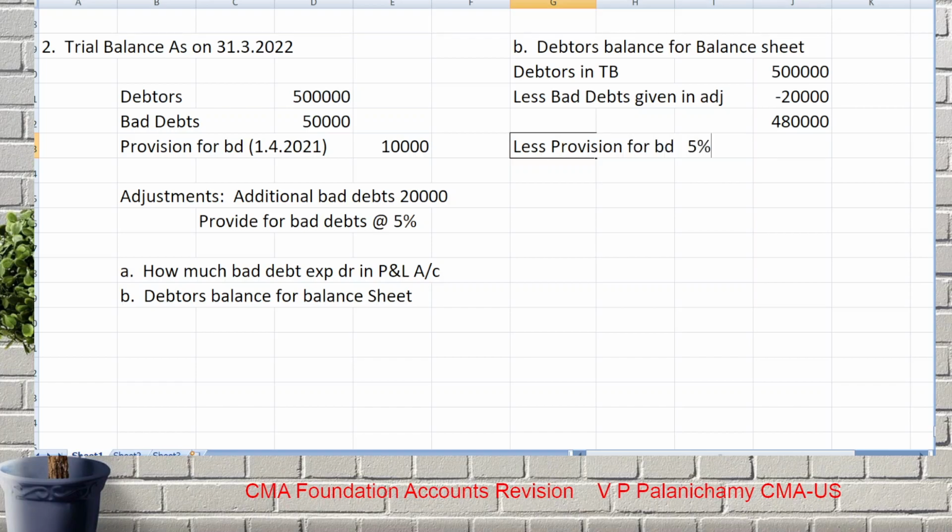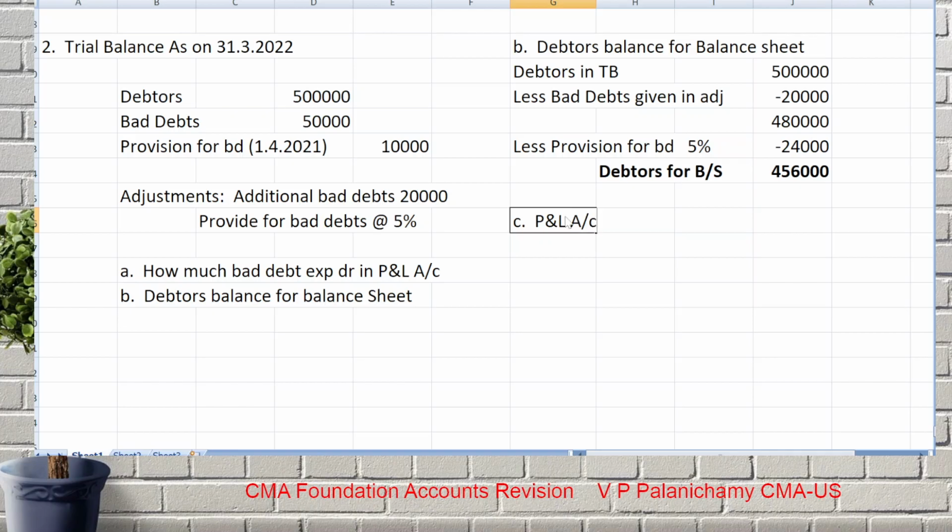Less provision for bad debts. எவ்வளவு bad debts maintain பண்ண சொல்றோம்? 5%. On this 4,80,000 எவ்வளவு maintain பண்ணணும்? 5% maintain பண்ணணும். So from debtors, when we eliminate provision for bad debts, it will give us what? Debtors for balance sheet. What is the debtors for balance sheet? 4,56,000.